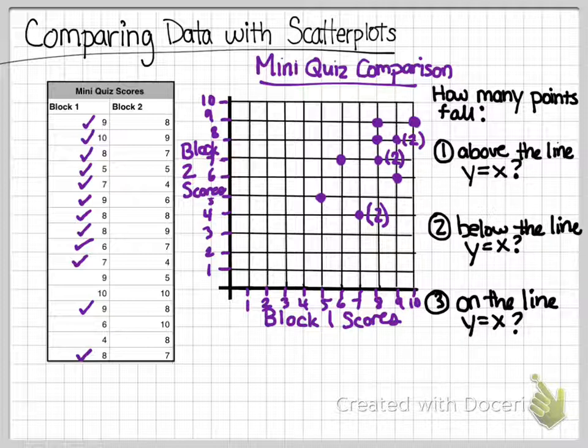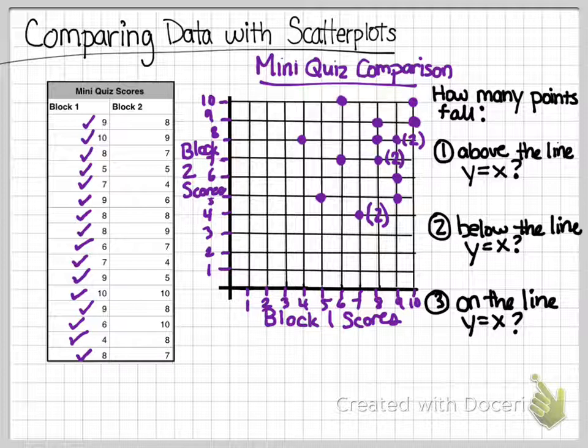9, 5. Now we're getting into ones that don't seem to have as many duplicates. 10, 10. Right up here in the top right. 6, 10, and 4, 8. And at this point, I am done plotting my points.